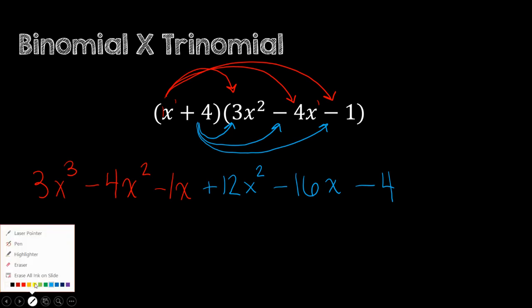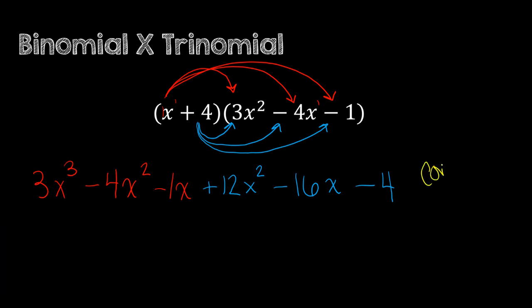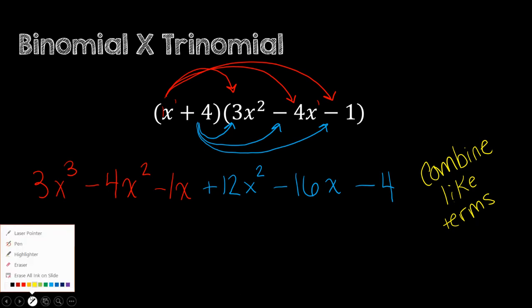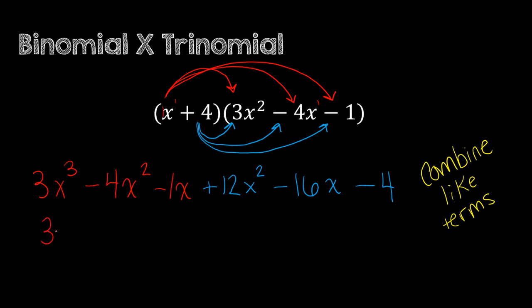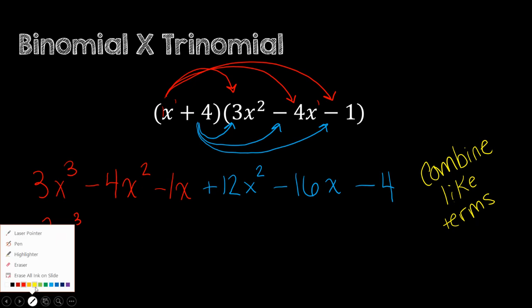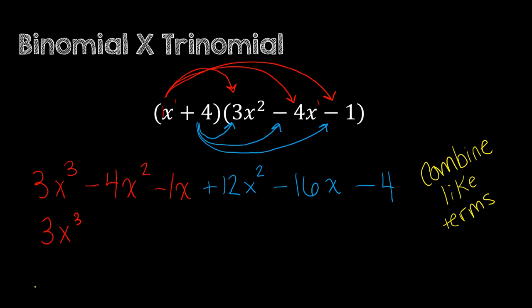Our last step, again, is to combine like terms. So there is nothing that has x to the third in this problem, so that is just going to come right back down. So we have 3x to the third. I'm going to move on to my next term, and I have negative 4x squared plus 12x squared. So negative 4x squared plus 12x squared.